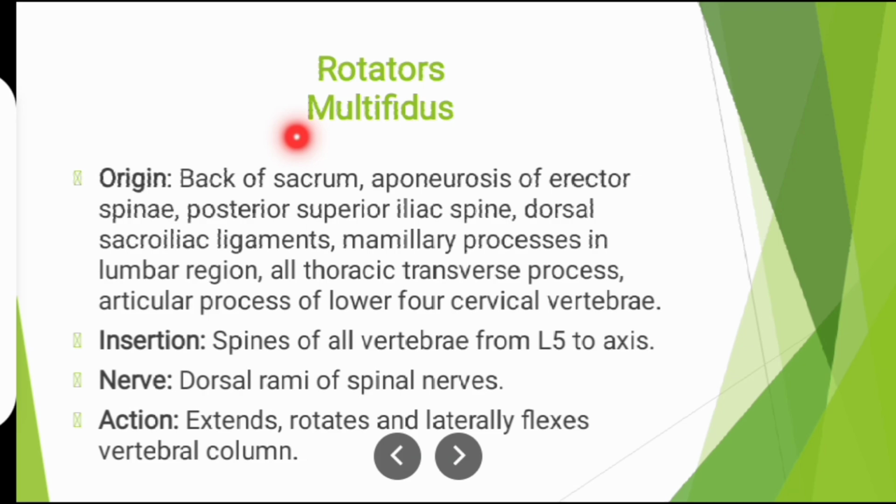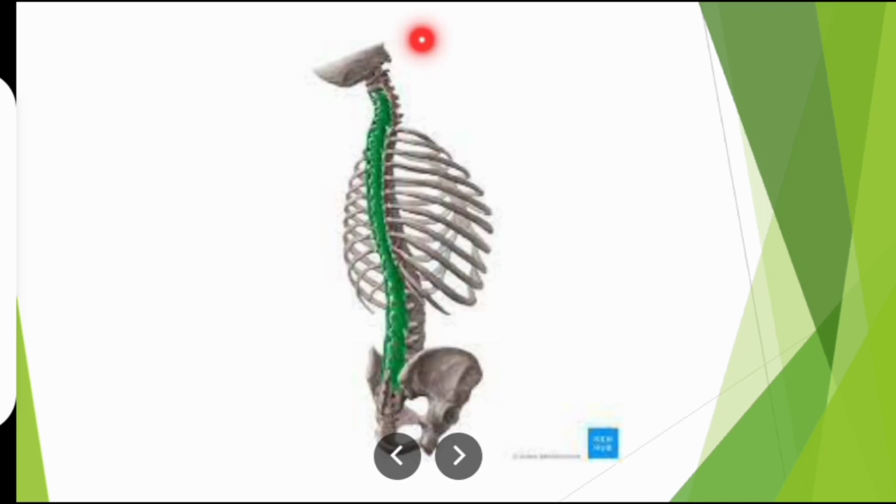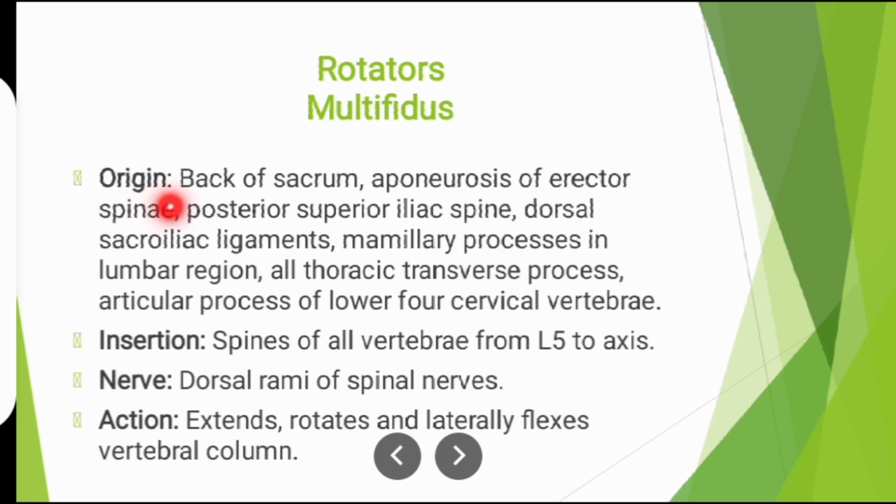Now discuss the muscles that are involved in neck rotation. The first muscle is multifidus muscle. The muscle in green is multifidus muscle. Origin back of sacrum, aponeurosis of erector spinae, posterior superior iliac spine, dorsal sacroiliac ligament, mammillary process in lumbar region, all thoracic transverse processes, articular process of lower four cervical vertebra.